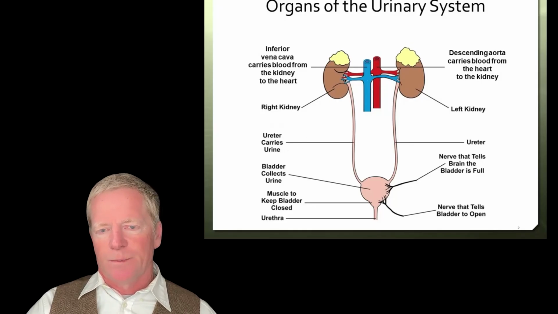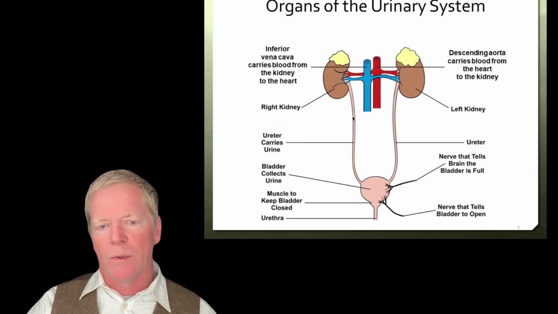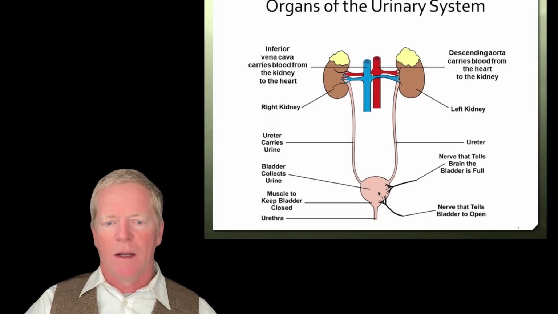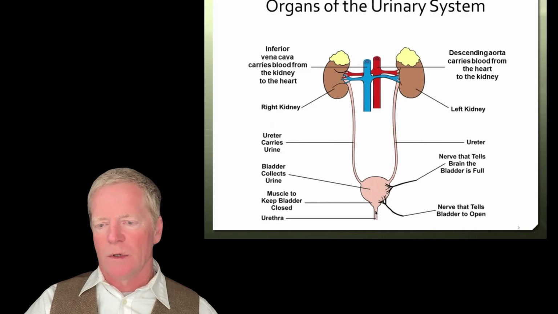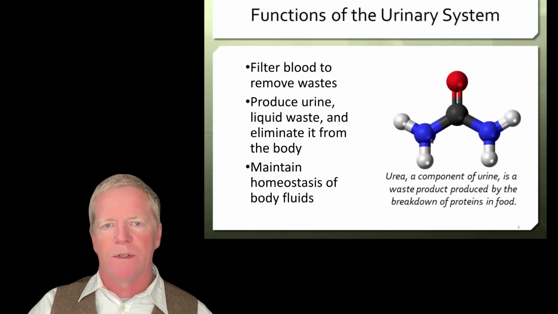The kidneys filter toxins and waste products out of our blood. It enters a tube called the ureter. The ureter carries urine down to a collection in the bladder, and the bladder muscle keeps the bladder closed until it's time to urinate, when the urethra opens and urine can flow. There are various nervous system controls for this process.